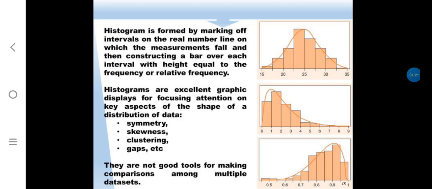This is the example for the histogram charts. It is the bar charts, and a histogram is formed by marking off intervals on the real number line on which the measurements fall, and then constructing a bar over each interval with height equal to the frequency or relative frequency. It is representing the frequency or relative frequency data in a graphical way, using the bar chart simply.